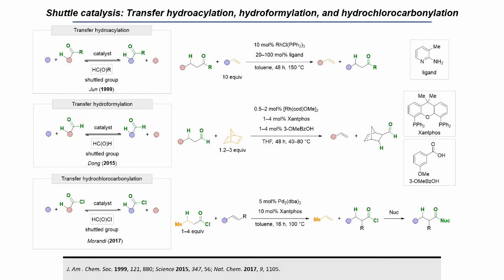To overcome some of these challenges and to develop a more general protocol, Morandi and co-workers developed a hydrochlorocarbonylation reaction, enabling the transfer of HCl and CO. The use of butyryl chloride as an HCl-CO donor facilitated the hydrochlorocarbonylation of alkenes. The formation of propene as a byproduct serves as a driving force.